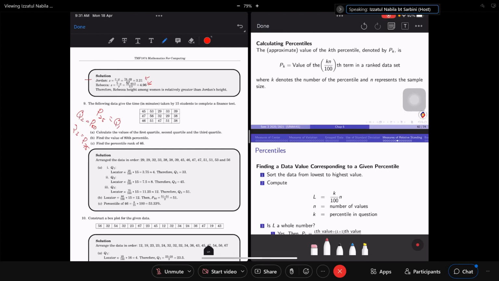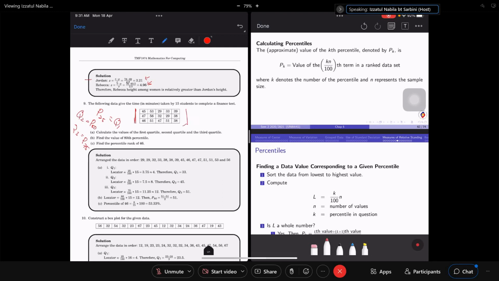P25 means 25% of the data, Q2 is P50, 50% of the data, and Q3, the third quartile, is the 75th percentile of the data. So in this case, we want to calculate the first quartile, second quartile, and third quartile for question A. We have data given here, 15 students of data.